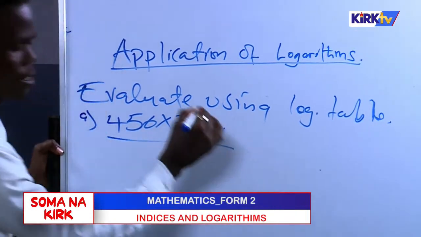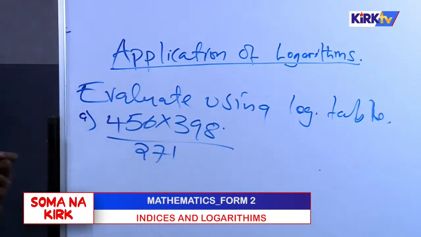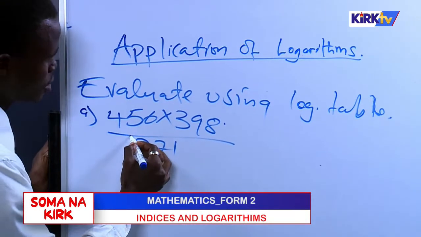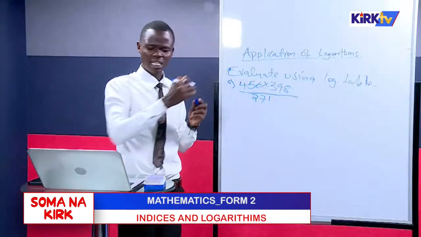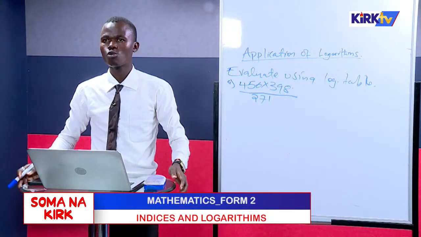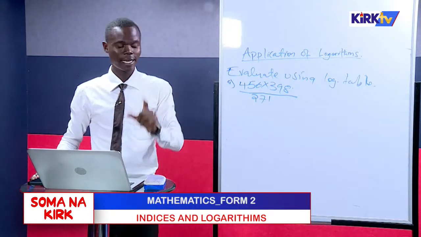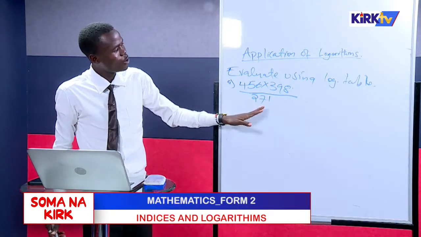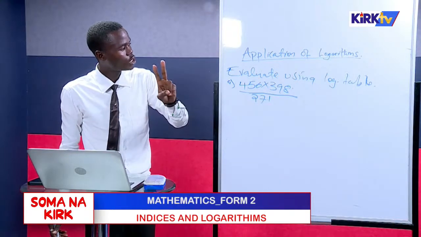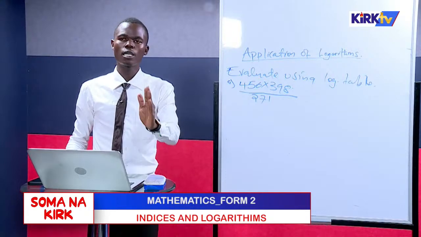398 divided by 271. Now, I'm sure one of my viewers will be asking, Mwalimu, why is it that in examples you give us very easy ones, but in exam you bring complex ones? Don't worry, I am here for you. The first thing is we have to understand that this question has got two laws, the division and the multiplication.